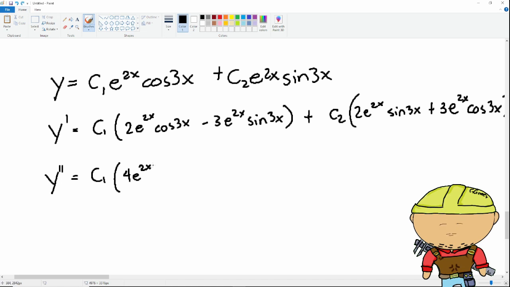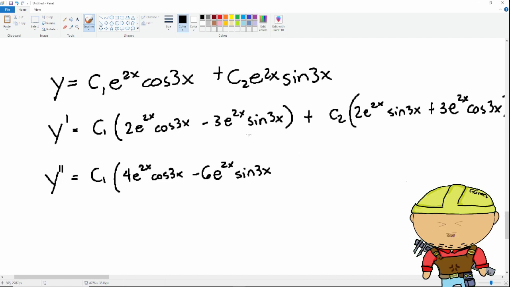Sorry. Cosine 3x, product rule, remember. So we will have product rule. First, differentiate e to the 2x. Next, we differentiate cosine 3x. Once we differentiate cosine 3x, it will now become negative 6 sine. Let's write e to the 2x first. E to the 2x sine 3x, because we differentiated cosine 3x, it becomes 3 sine 3x negative.